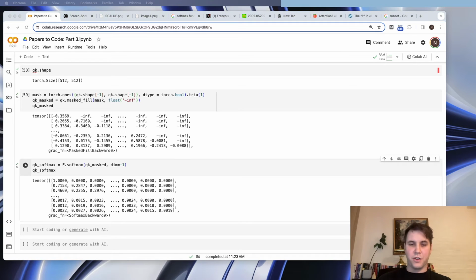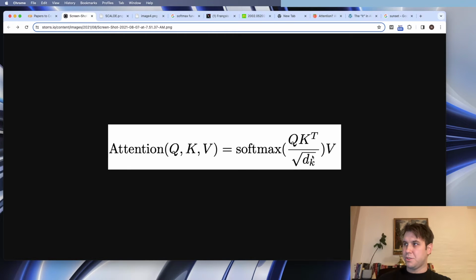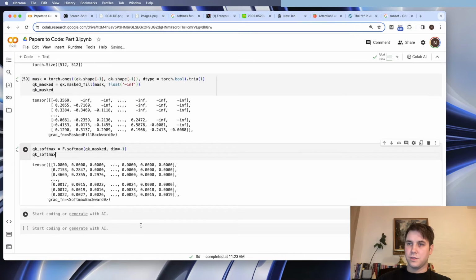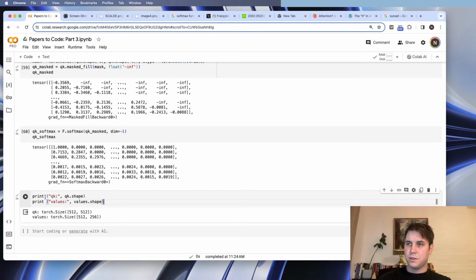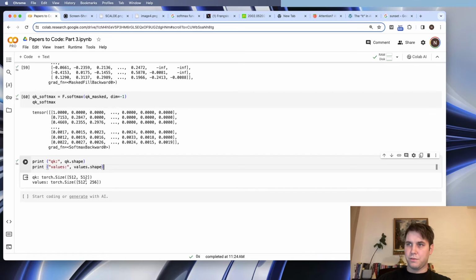Now we have the values, and what's the last step here? We just need to multiply this term by the values. So let's go ahead and do that. Let's remember what shape each of these are in. 512 by 512. Values is 512 by 256, so the inner dimensions match. So let's go ahead and compute QKV.